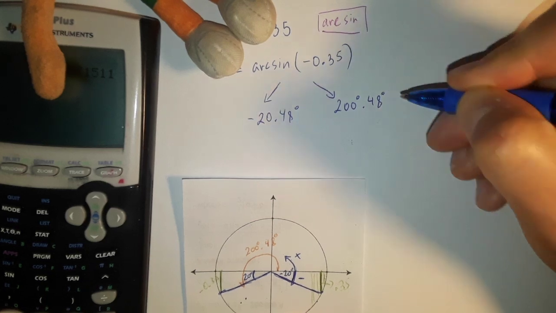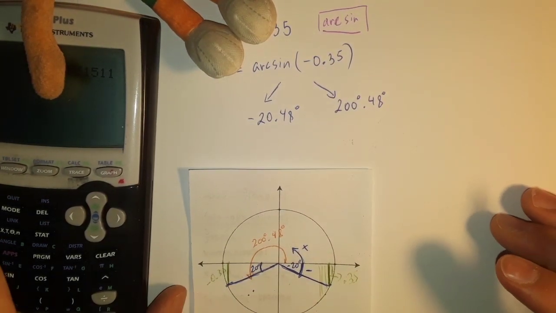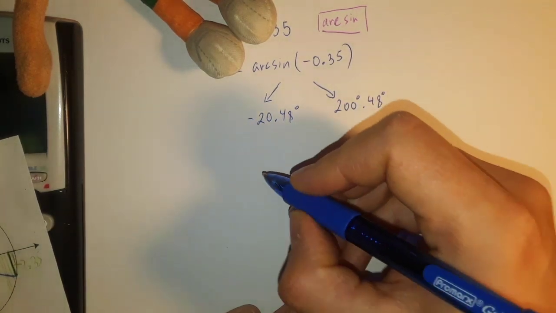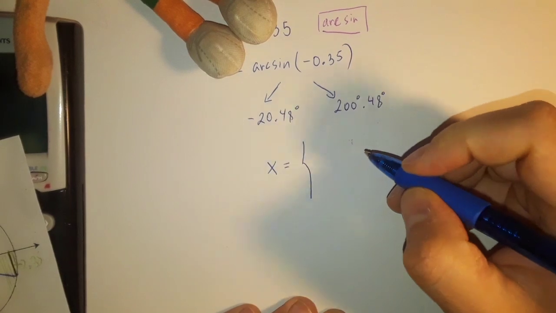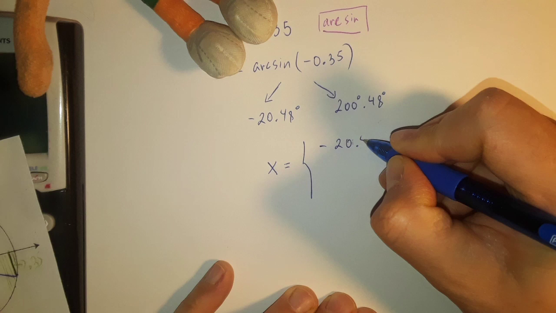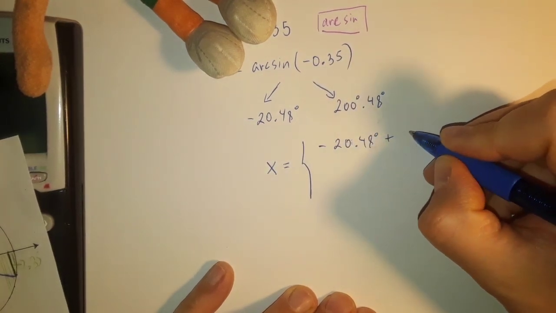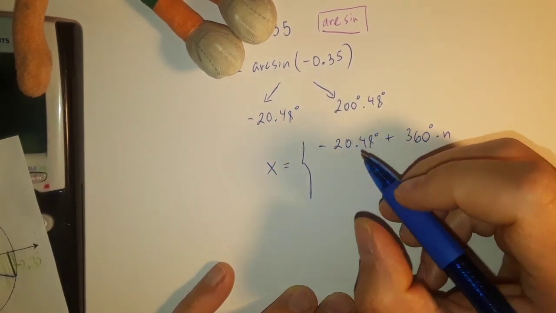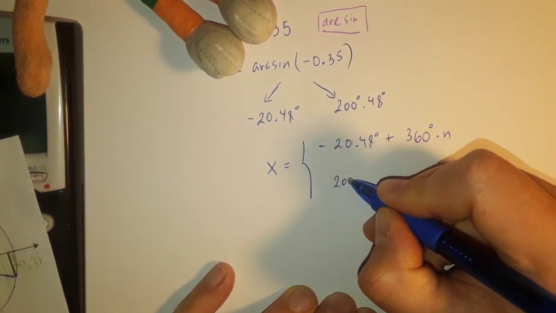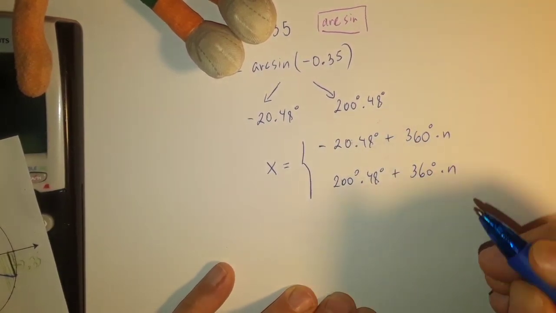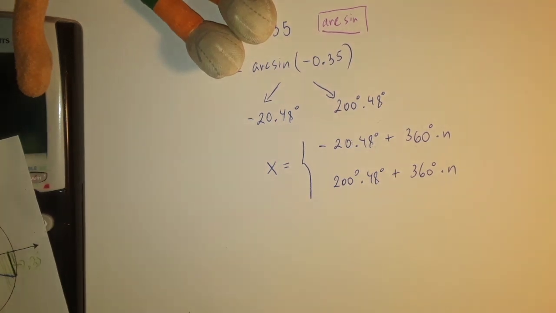Now again, this is gonna repeat every 360 degrees for each one of the answers. So the way we write it is negative 20.48 plus 360 degrees times n, and 200.48 plus 360 degrees times n. So that's how we solve this type of negative sines.